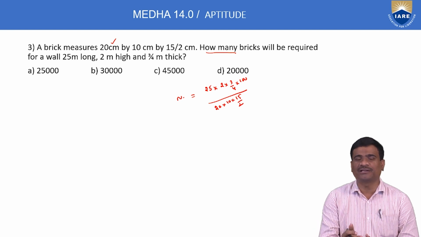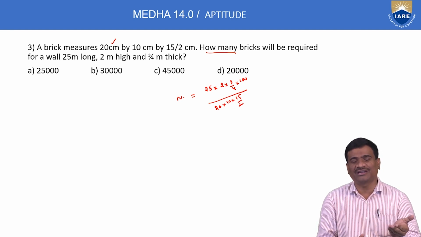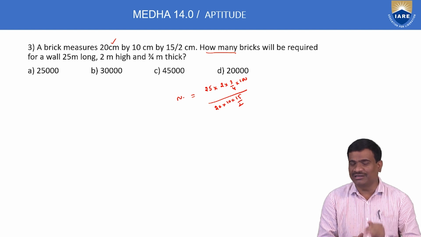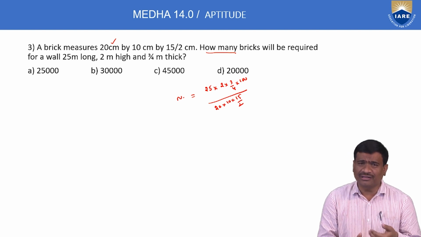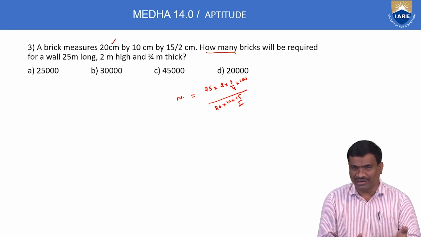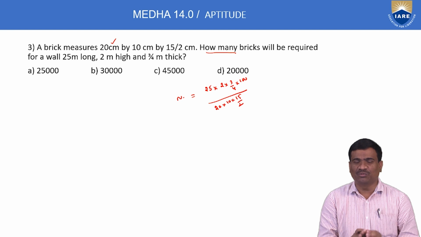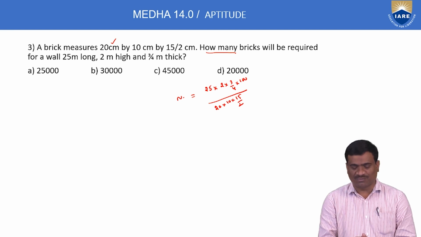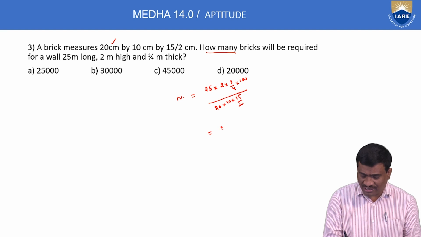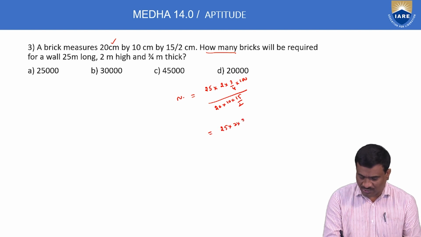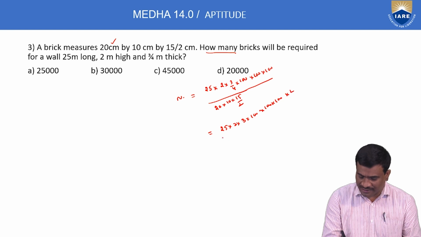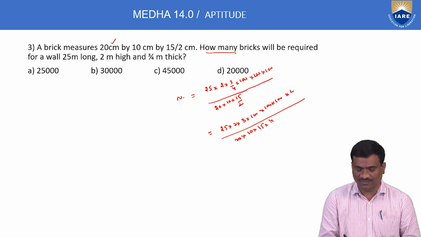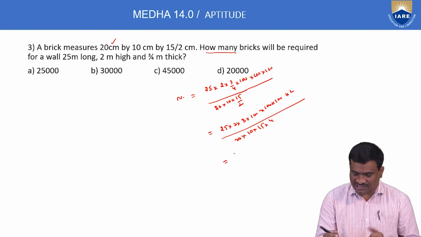Next, again, only conversions are important. Numerator meter, denominator centimeters. Either convert centimeters into meters or meters into centimeters, both are the same. The next part is only simplification: 25 into 2 into 3 into 100 into 100 into 100, divided by 20 into 10 into 15 into 4, is equal to the answer.